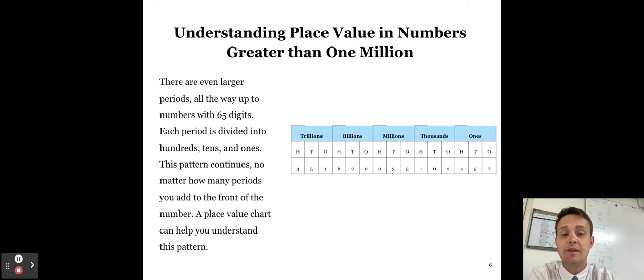Go ahead and try to read this one. It's 451 trillion, 620 billion, 35,102,457. You don't have to say the ones at the end. This is just the unit that we're talking about generally.